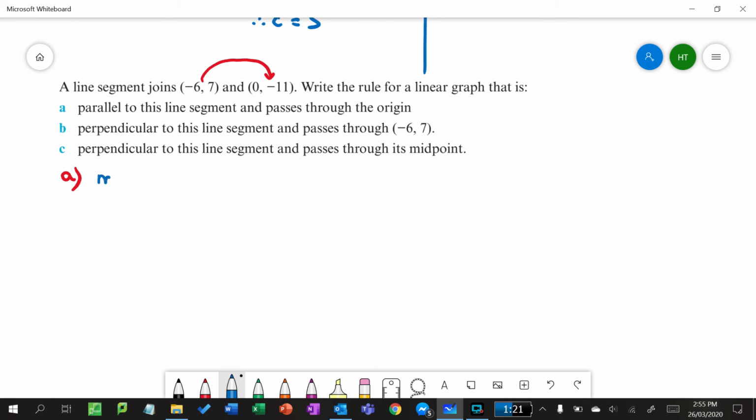The gradient is equal to y2 take away y1. So y2, negative 11, take away y1, which is 7, over x2, which is 0, take away x1, which is negative 6. Okay? Put that in brackets. M equals negative 11 take away 7 is negative 18, divided by 0 take away negative 6, which is positive 6. Therefore, m is equal to negative 3. So we know that a straight line has to be in the form of y equals mx plus c.